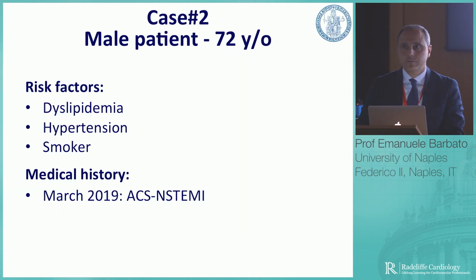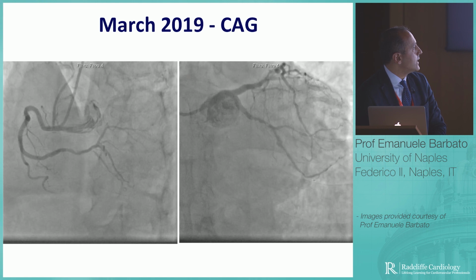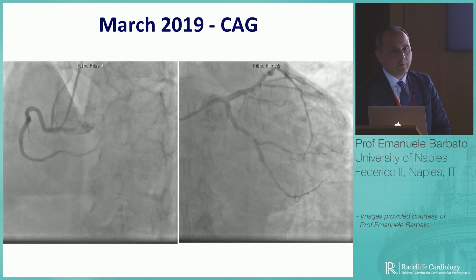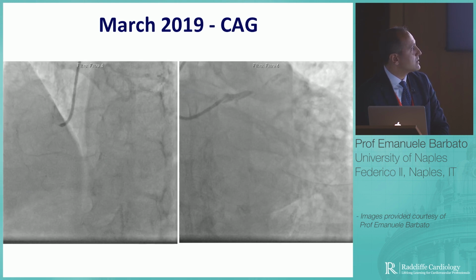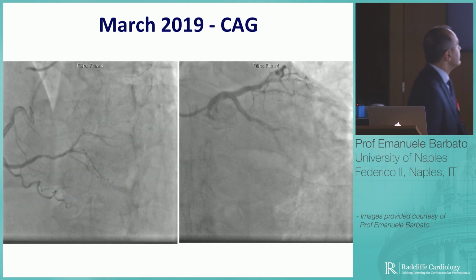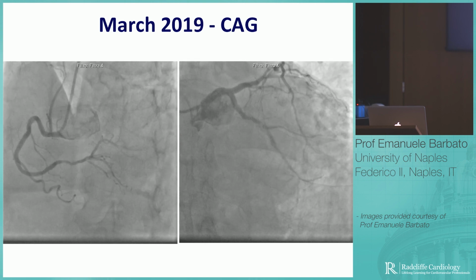Case number 2, a 72-year-old patient, again presenting in March this year with an ACS, non-STEMI. This is the coronary angiogram. The right seems to be quite okay. On the left, you can already see where the problem is. There is a subocclusion of the mid-circumflex with some slow flow distally. You can also see, perhaps, the amount of calcium on the LAD as well, over there.